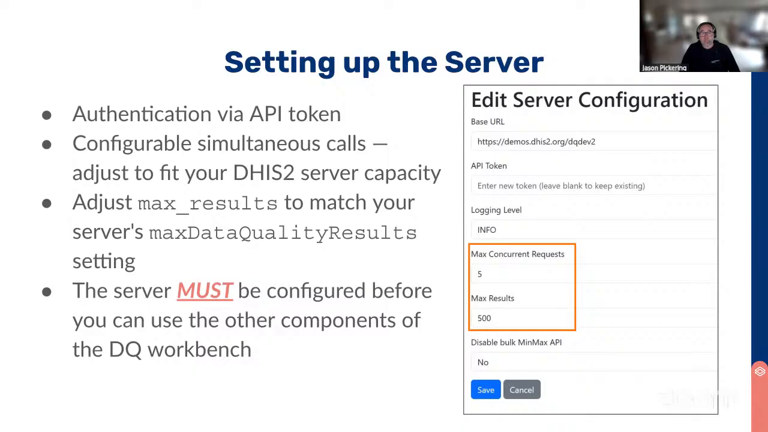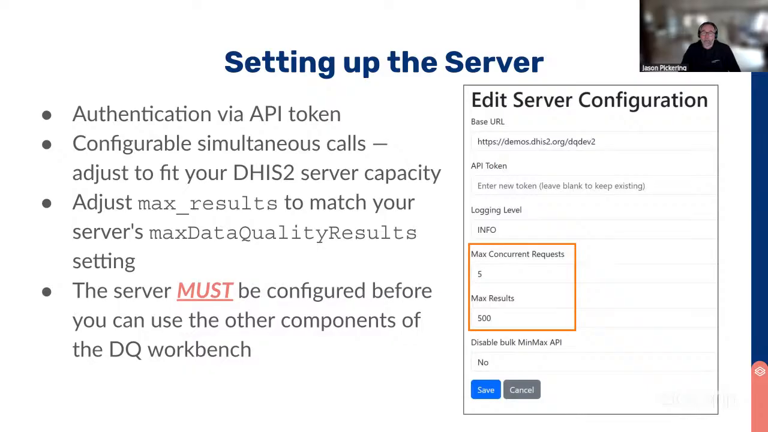There's a couple different things that you can adjust here. Obviously, the URL, the API token. There is logging that's available in the app. This is probably most useful if you're trying to diagnose what's going wrong. If something isn't working, you can change the logging level to debug, for instance. But for normal users, info is fine. You can also control the number of concurrent requests. The app will make multiple requests simultaneously to the server.